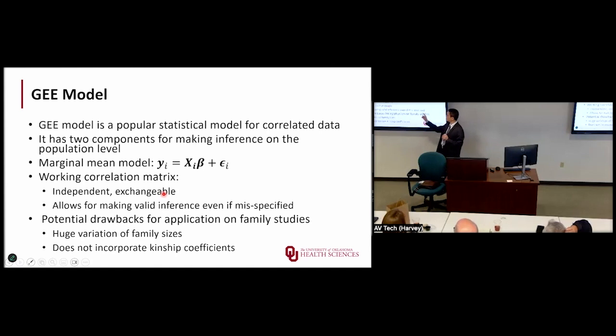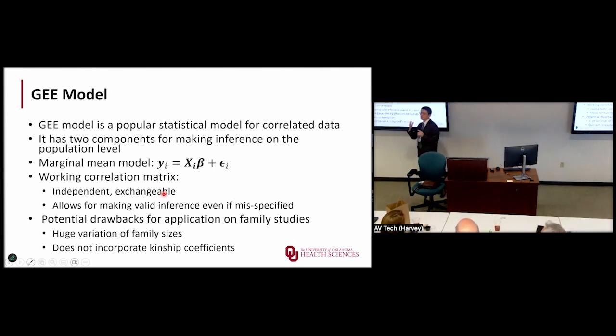It also comes with another piece. It's called the working correlation matrix. The reason it's called working is because we don't know the truth. Well, we never know the truth. So we have to put something there. That's why it's called working. We know it's probably wrong, but we have to put something there.